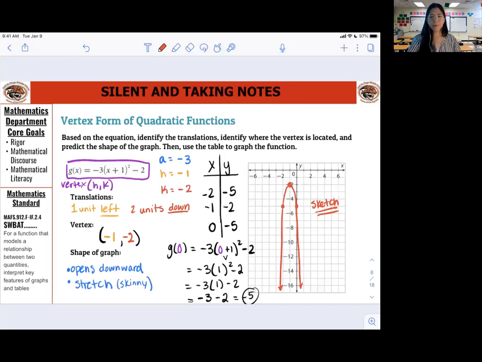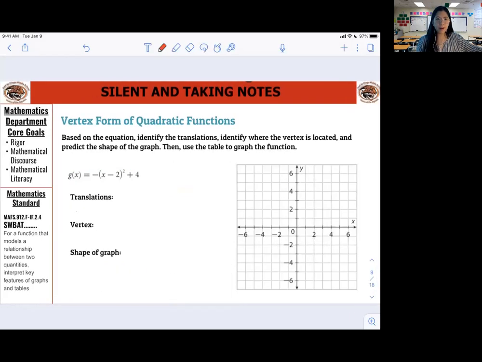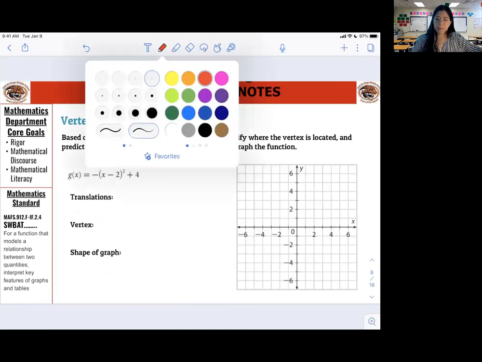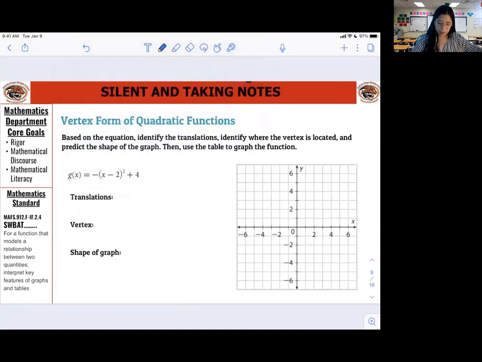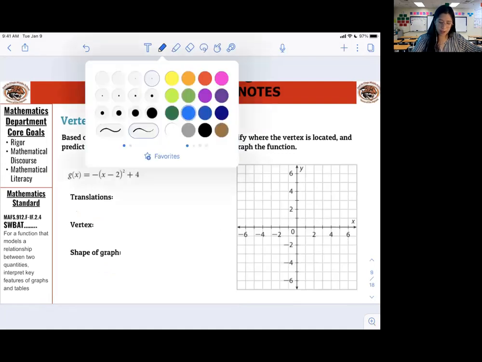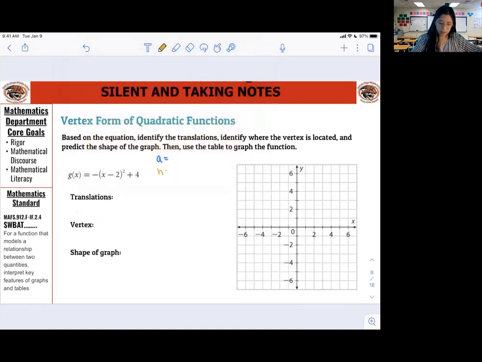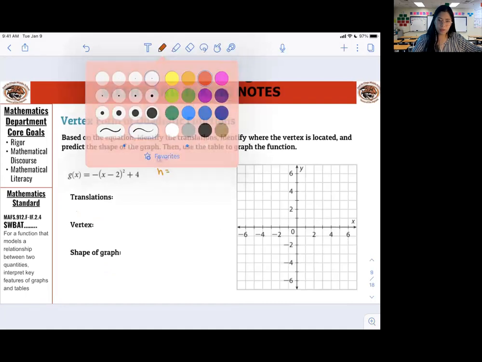Alrighty. Okay, let's do another. Let's keep it going. Same few steps. Start with labeling everything. What's my A? What's my H? What's my K?